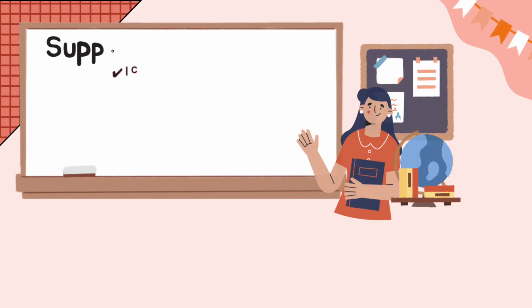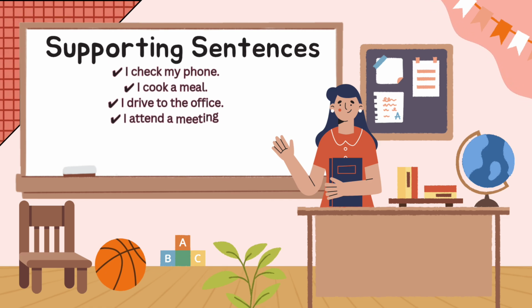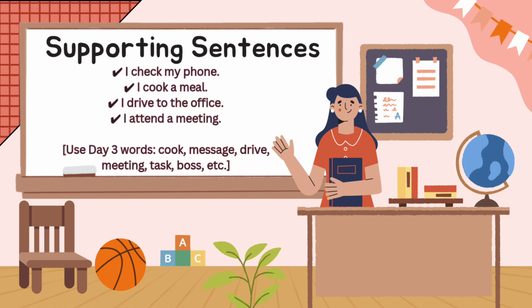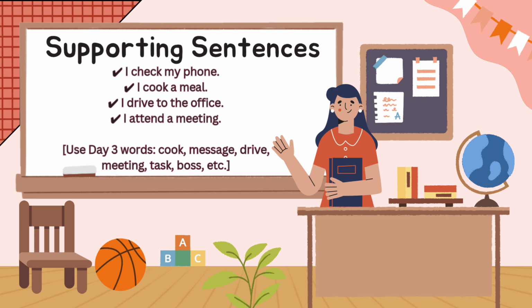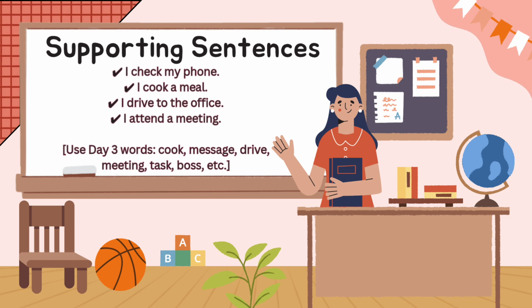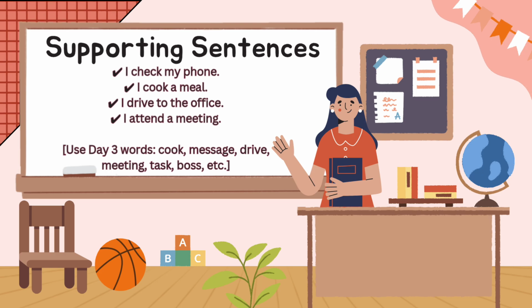Now let's add some supporting sentences. Add 3 to 4 short sentences using words from day 3. Use verbs, places, and actions. For example, I check my phone and reply to my messages. I cook a quick meal and wash the dishes. Then I drive to the office and attend a meeting. My boss gives me tasks with a deadline. Tip: use I plus verb plus object, like I clean the kitchen or I send an email.